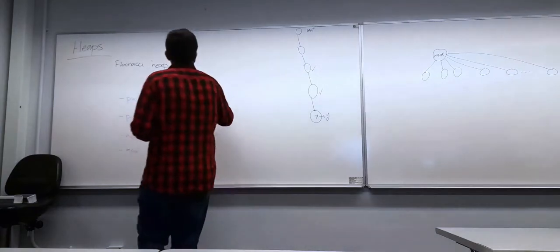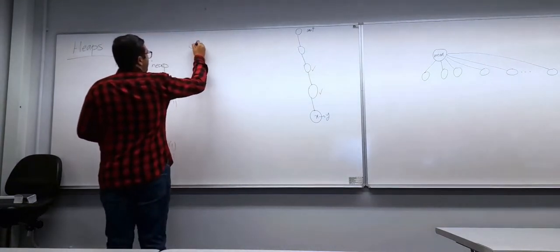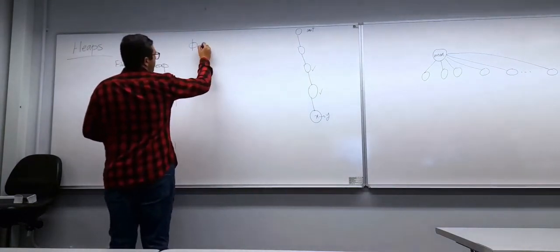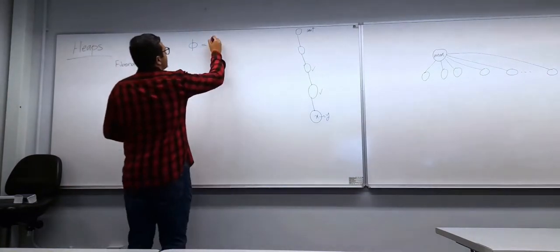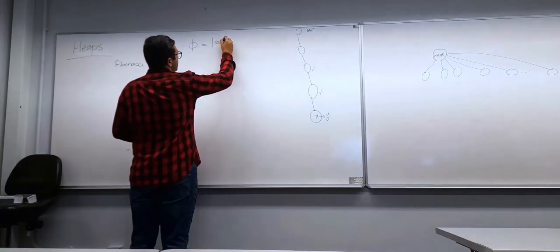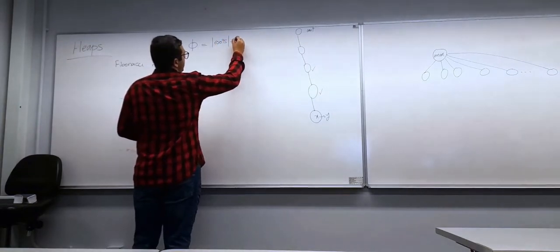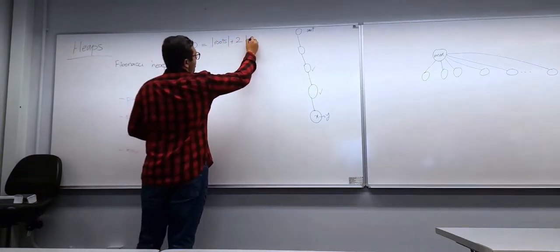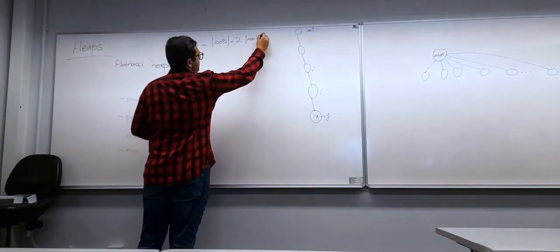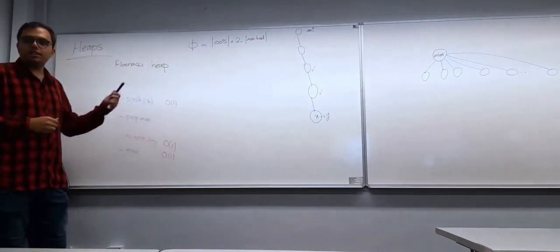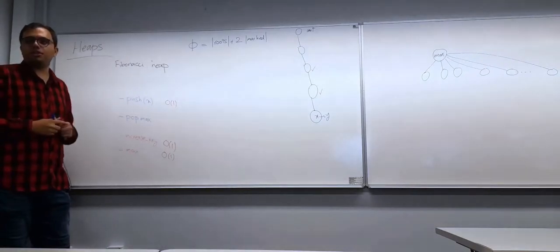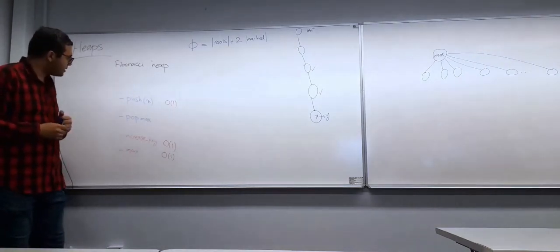So here's the potential that I want to define. I want to say my total potential at any given time is the number of roots plus twice the number of marked items. You will see why this particular potential works, because I'm going to analyze it.